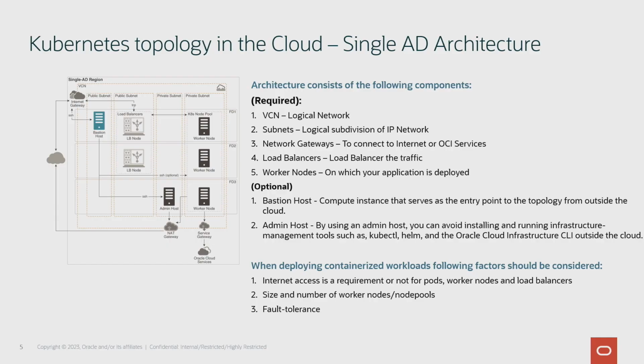And when you as a developer think about networking, there are a few questions that you need to ask yourself. What kind of internet access would you require for your pods, for your worker nodes, for your API endpoints, for your load balancers? And then you start thinking about how you would size your worker nodes and spread them across the fault domains, right? And then you would have different types of gateways that would define your connectivity to the internet or to the OCI services, right? And lastly, but not least, load balancers: how you would be accessing your applications, and probably getting into your worker nodes via something called a bastion host or the admin host.